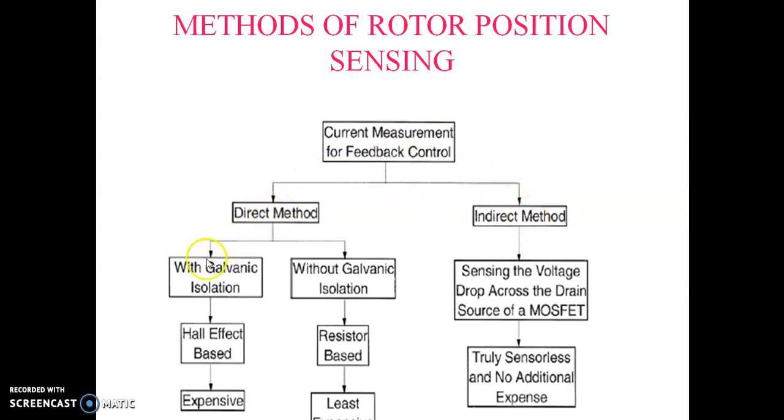In the direct method, we have two types: with galvanic isolation and without galvanic isolation we can measure the current. With galvanic isolation, it is based on the Hall effect method, and without galvanic isolation it is a resistor based method. The Hall effect method is expensive, whereas the resistor based method is of low cost or least expensive. Whereas when coming to the indirect method, we sense the voltage drop across the drain source of a MOSFET. So this is done to measure the current value. It is truly sensorless and there is no additional expense also.